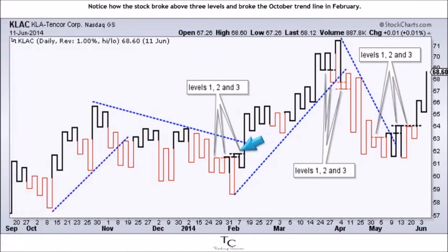Notice how the stock broke above 3 levels and broke the October trend line in February. After advancing above 71, the stock broke below the early February trend line and below 3 levels in early April. The far right side of the chart shows the stock breaking another trend line and moving above 3 levels with a surge above 64.